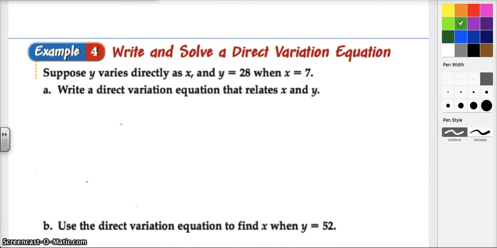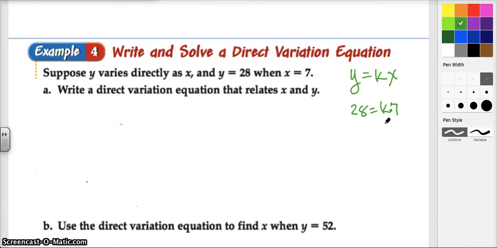These next examples, we're going to write and solve direct variation equations. So suppose y varies directly as x. As soon as you read that line, that tells me y equals k times x. So y varies directly as x can be translated literally into this. Okay, so they gave us that y is equal to 28 when x is equal to 7. Write a direct variation equation that relates x and y.